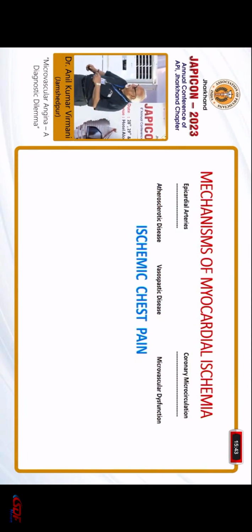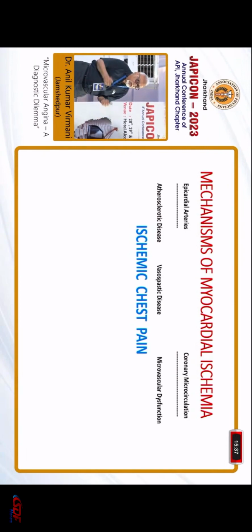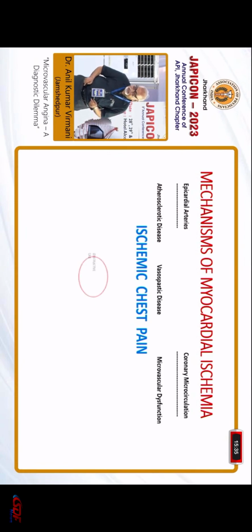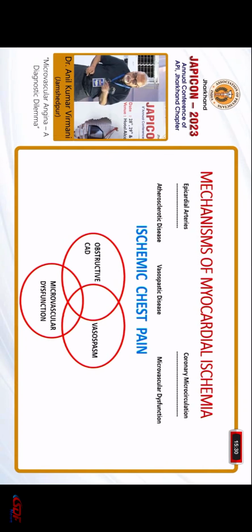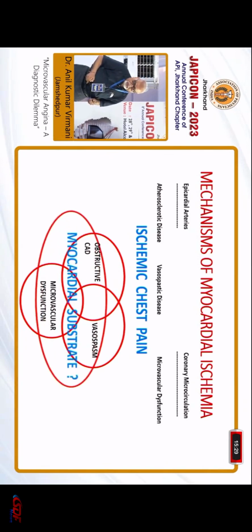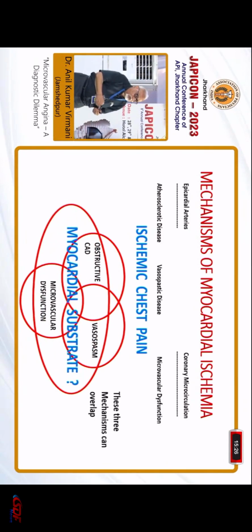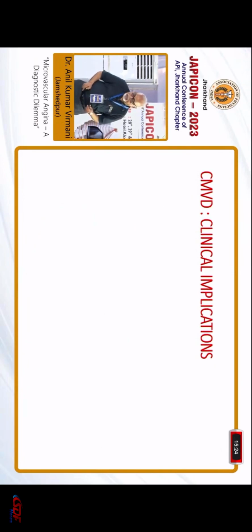Now, on one side, we have atherosclerotic disease in the epicardial arteries. On the other side, microvascular dysfunction. In between is vasospastic disease, and that is what leads to ischemic chest pain. So obstructive disease, vasospasm and microvascular dysfunction all overlap in the myocardial substrate.